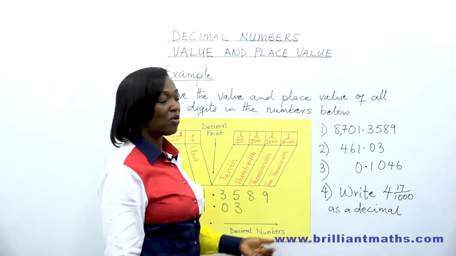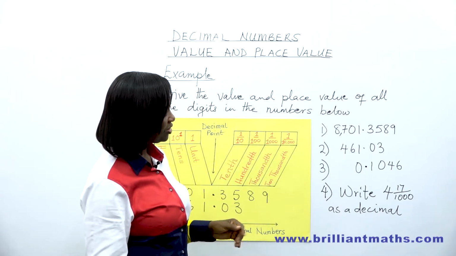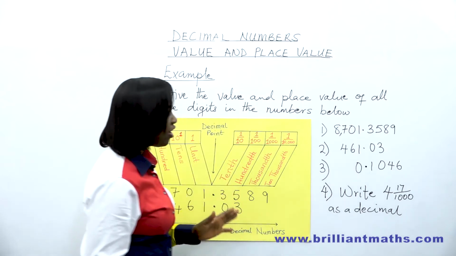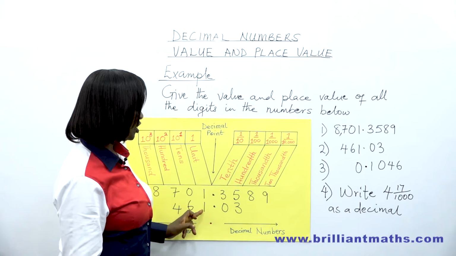Let's look at number 4. We want to write the number 4 and 417/1000 as a decimal. What would it be? 4 is a whole number, so 4 is in the unit column.